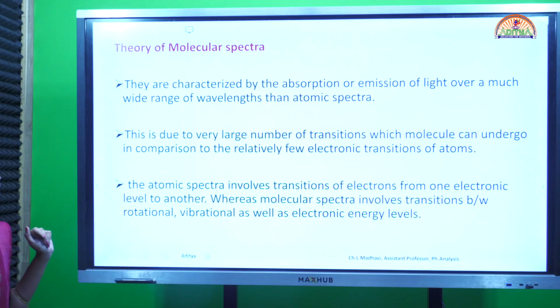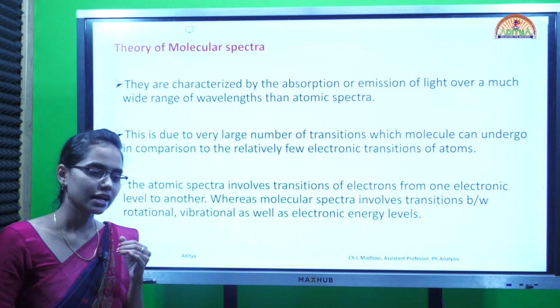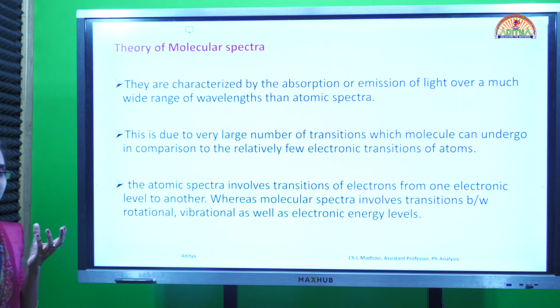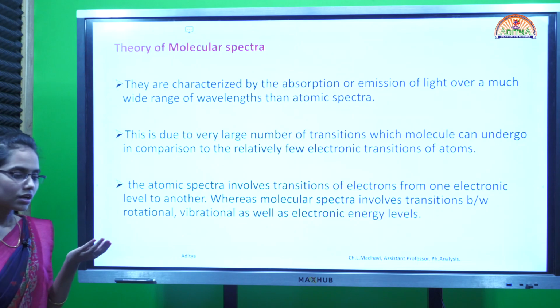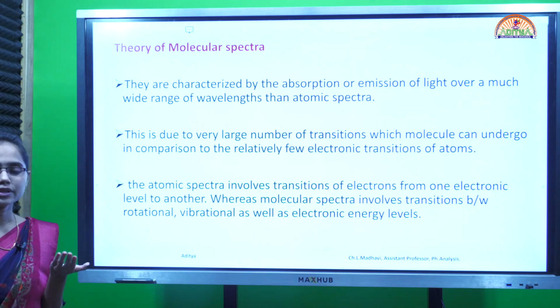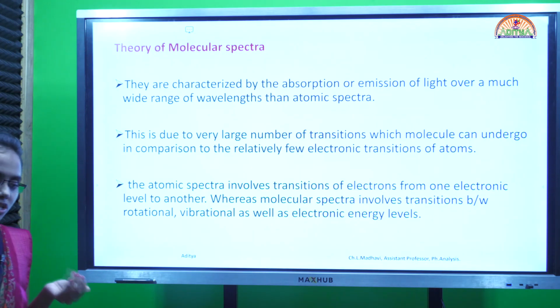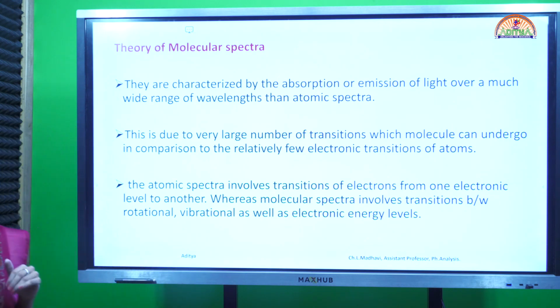And then comes the theory of molecular spectra. In atomic spectra there are only electrons, and we see the interaction of the electron with the nucleus only. So nothing else is there, just electrons and the nucleus. But in a molecule we have other energy levels also. Along with the electronic energy levels, we have vibrational energy levels as well as rotational energy levels. So there will be more transitions in molecular spectra in comparison to electronic and atomic spectra.